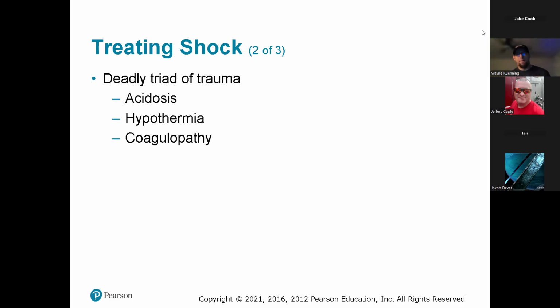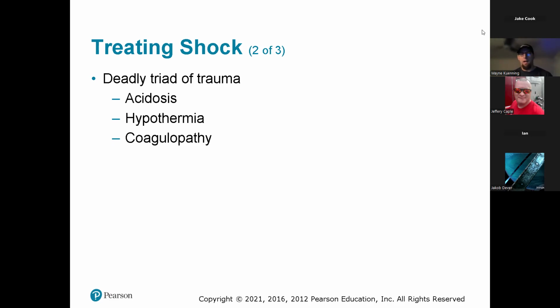So the deadly triad of trauma, there's actually 4 pieces to this, but we're only teaching 3 right now. Acidosis, which is lactic acid produced by the body in anaerobic metabolism, which is either the lack of sugar or lack of oxygen. Typically in shock, it's a lack of oxygen because the cells have a sugar reserve. When they shunt the blood flow away, they suck the delivery of oxygen away.